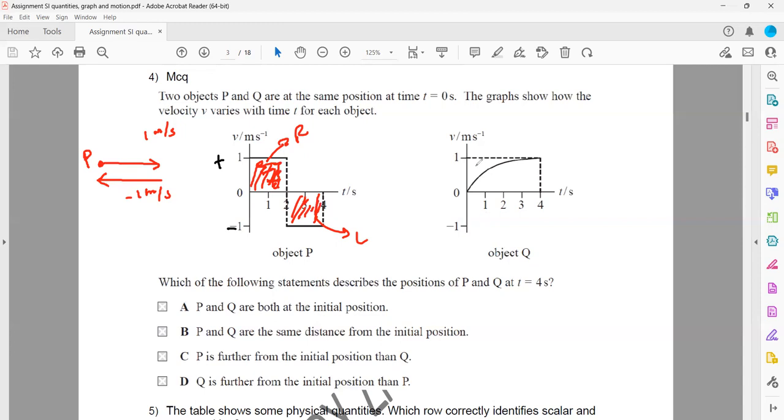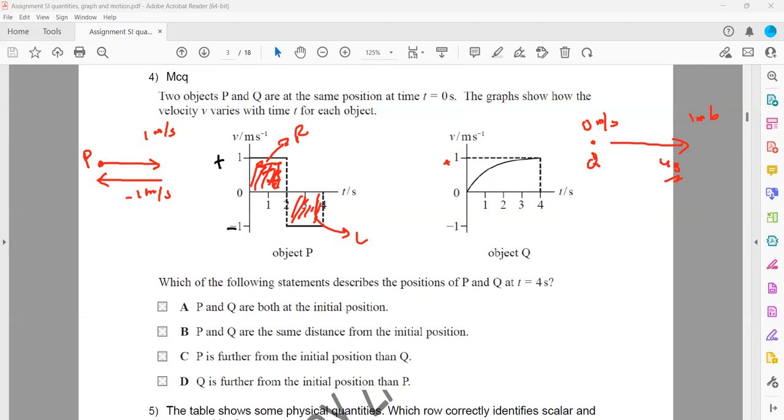But for object Q, you can see it does not change the direction. Its velocity is increasing, but its acceleration is decreasing, because the gradient of this graph represents the acceleration. It starts with 0 and reaches a maximum of 1 meter per second. For 4 seconds it moved, but it does not change the direction. As you can see, the positive velocity remains. It is not like first +1 and then -1.